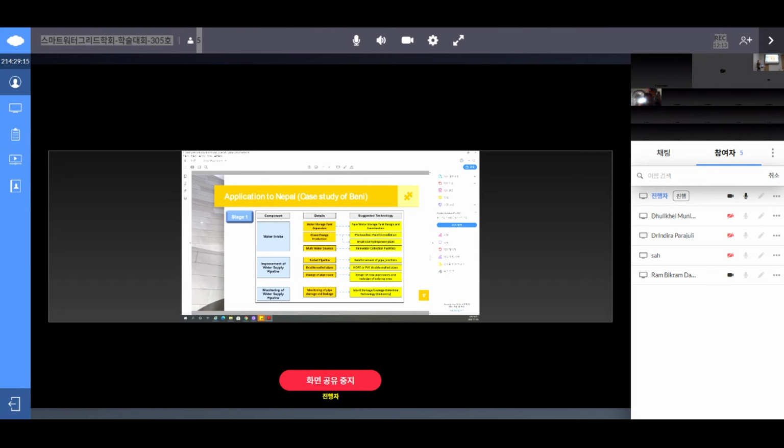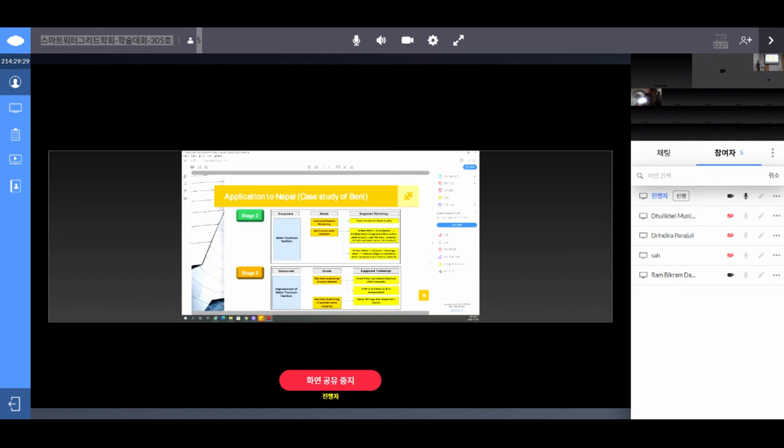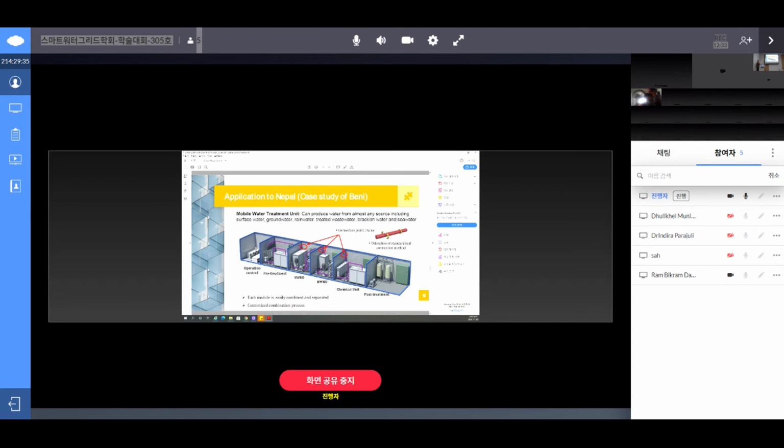So we imagined 3 big stages of improvement of the water supply system in Beni. The first stage is focusing on the water intake, the improvement of the supply pipeline and monitoring of the supply pipeline. The second stage is focusing on the water treatment, and the third stage is focusing on the improvement of the water provision facilities. So we identified a few technologies from Korea which could be applied on field.